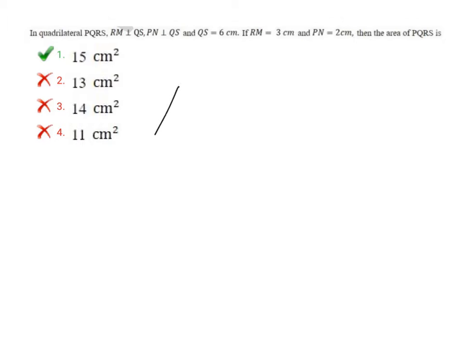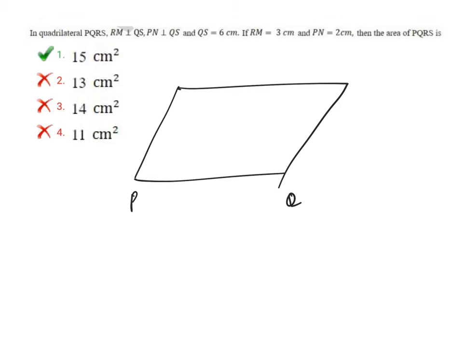Next, quadrilateral PQRS. You take it something like PQRS, and this is QS. PN is perpendicular to QS, and RM is perpendicular to QS, and QS is 6, RM is 3, PN is 2. So we need to find out the area.